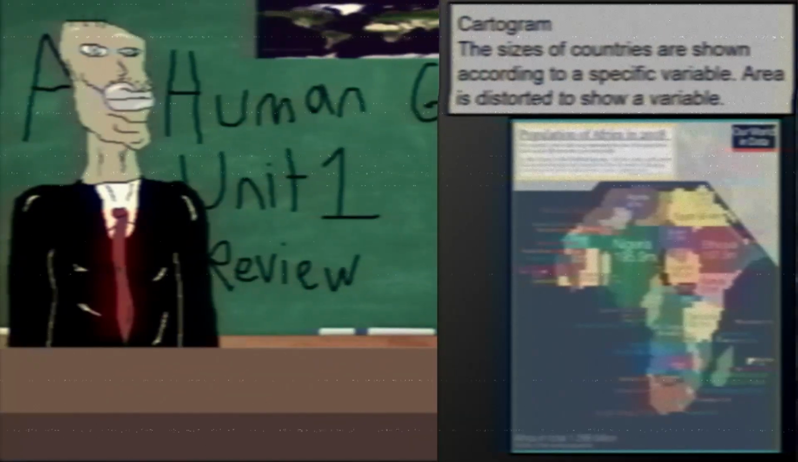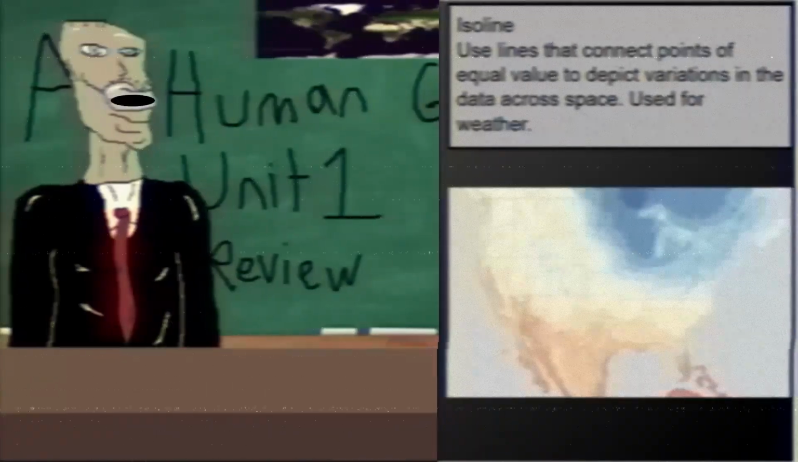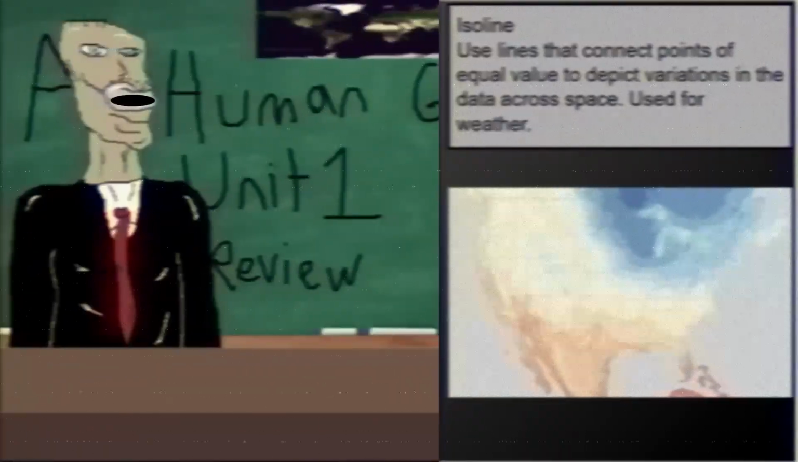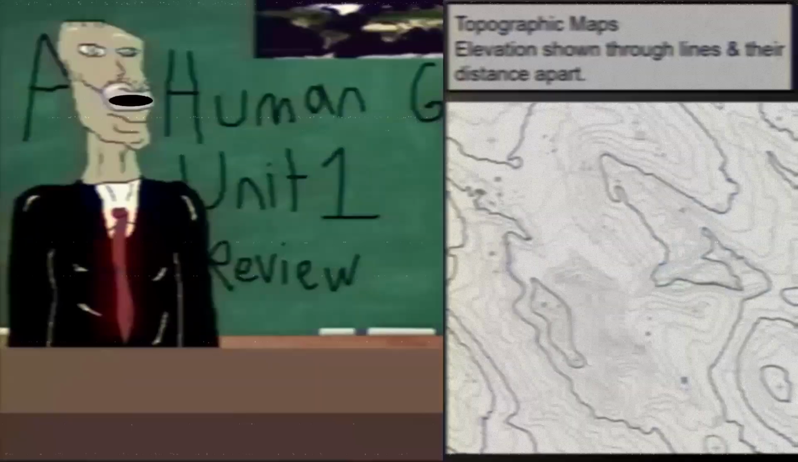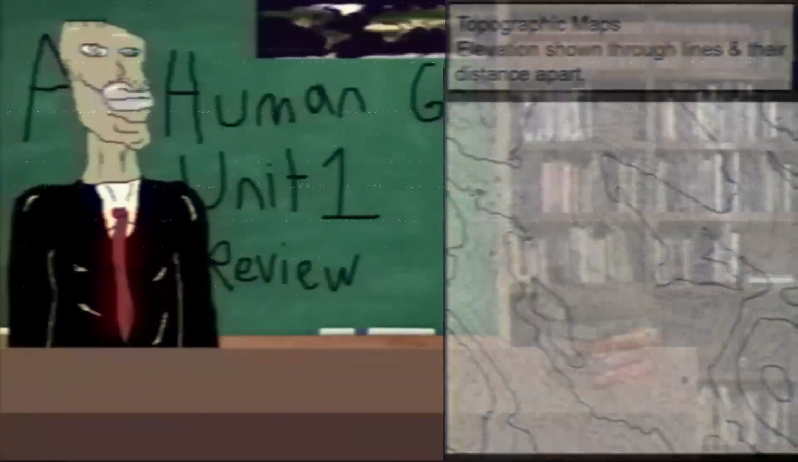Cartogram maps distort the size of existing boundaries to show data. Isoline maps use lines to convey information, typically used to show temperature. Topography maps use lines to show the natural landscape.